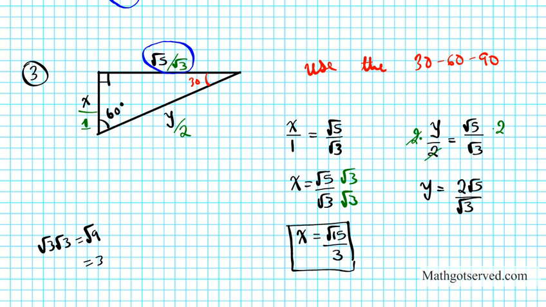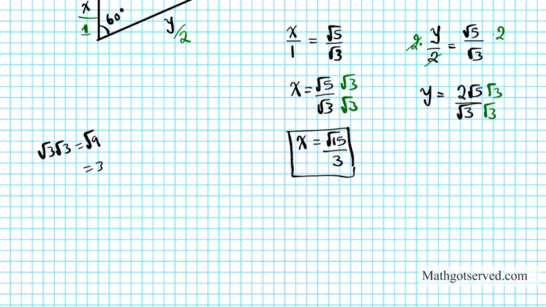over root 3. Now you cannot have a square root in the denominator, so we need to rationalize the denominator. So root 3 top and bottom. That's going to give us y equals 2 times root 15, multiplying the radicand 5 and 3, which is 15. It's still under the square root because 15 is not a perfect square, over root 3 times root 3, which is root 9, basically 3. And there goes the value of your y.